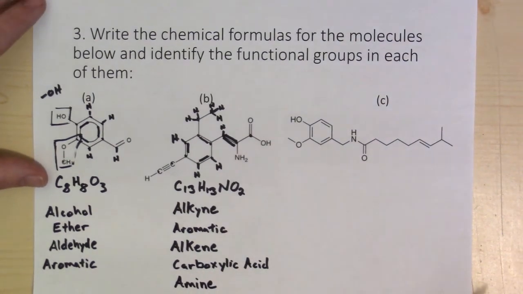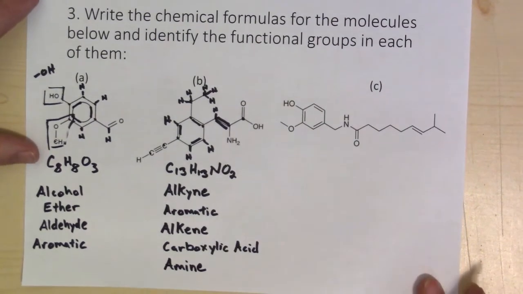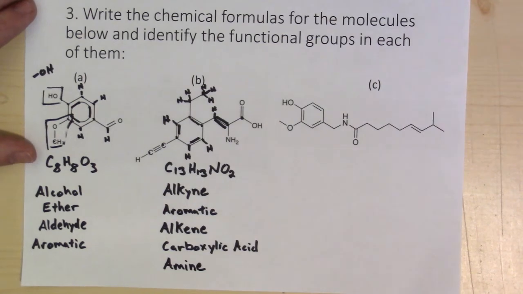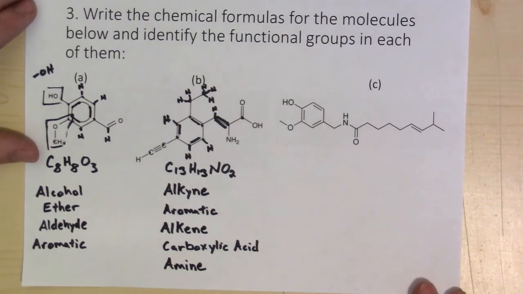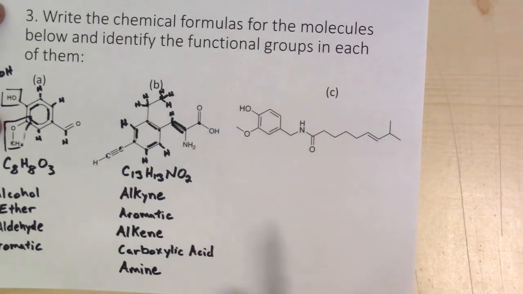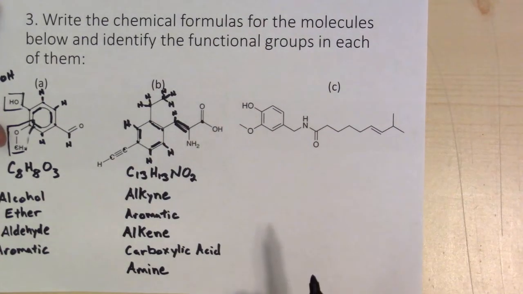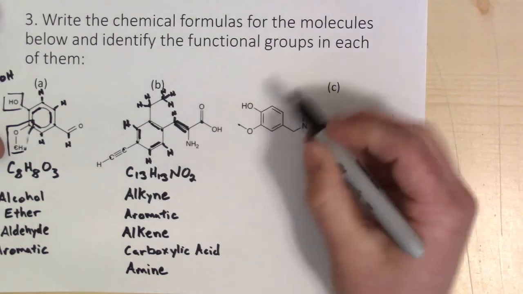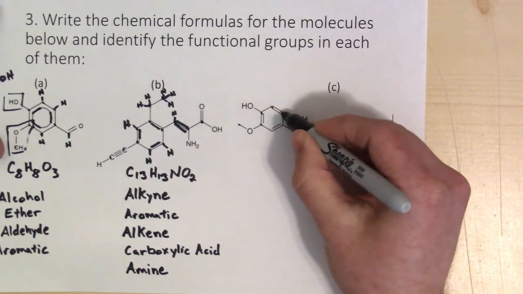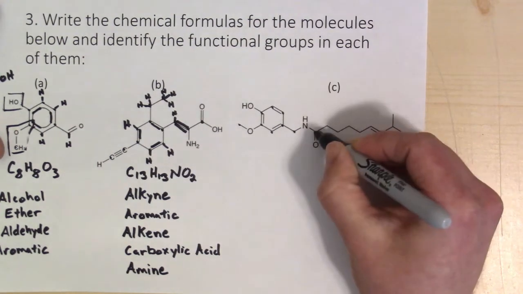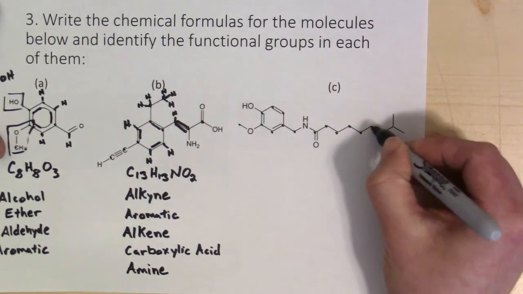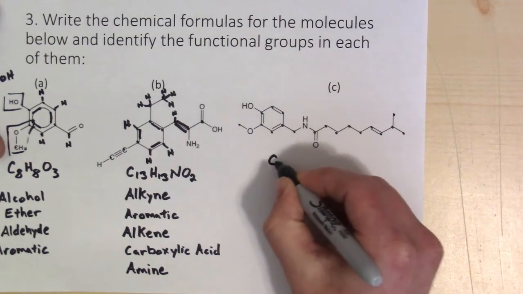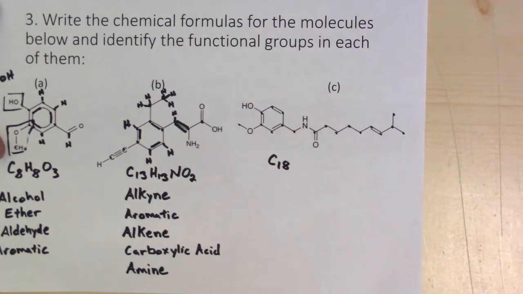So an amine can either have 3 single bonds to carbon, 3 single bonds to hydrogen, or any combination of single bonds to carbon and hydrogen. Those are all amines. Moving on to the final one here, letter C. We'll first start off counting our carbons again. So we have 1, 2, 3, 4, 5, 6, 7, 8, 9, 10, 11, 12, 13, 14, 15, 16, 17, 18. So the formula there is going to be C18.